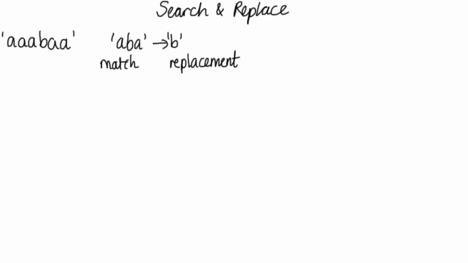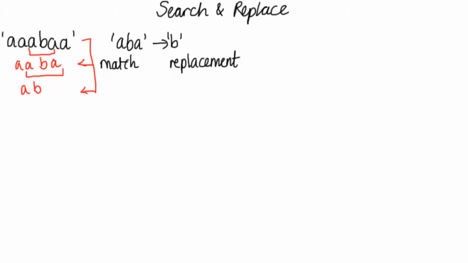So AAABAA, if this is our match and replacement, the ABA will be replaced with B. So the next string we'll have will be AABA. Then we've got ABA again, so we'll replace that with B. There are no more matches, so we stop. So you can see at each step, it's changed, and when we change it no more, we stop.